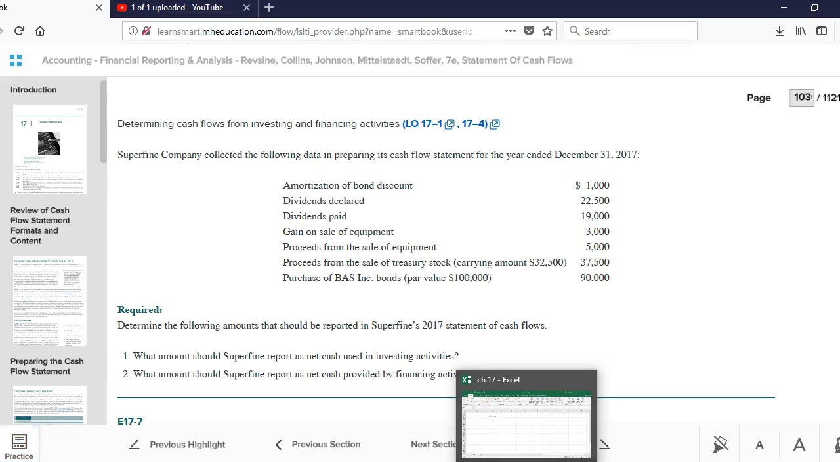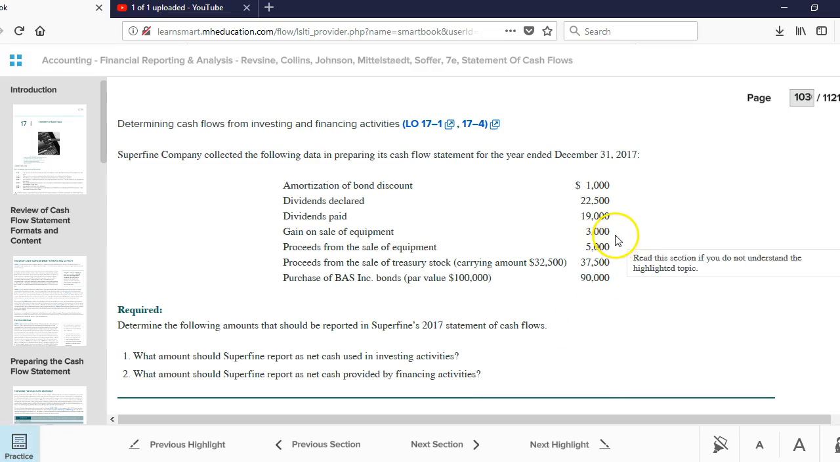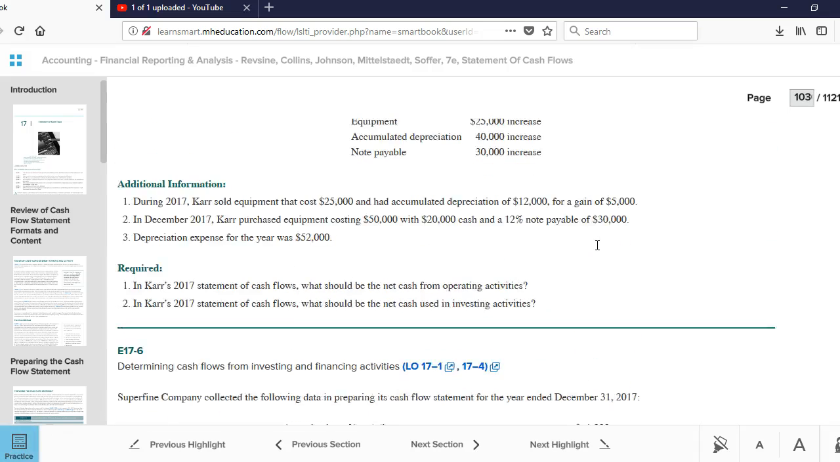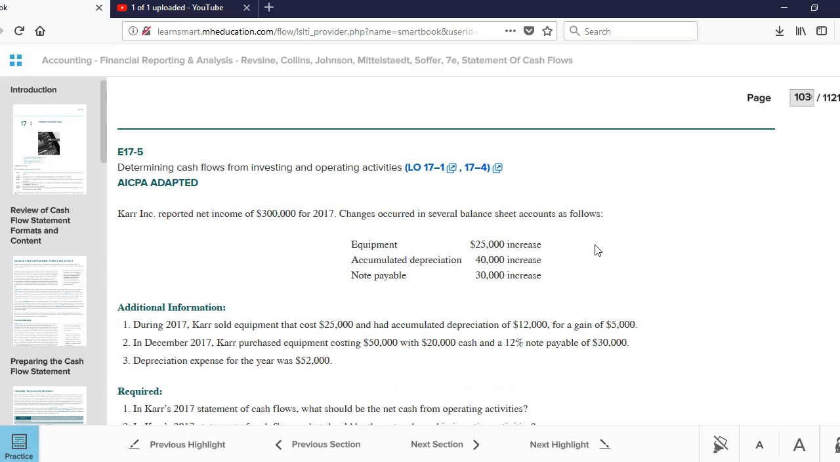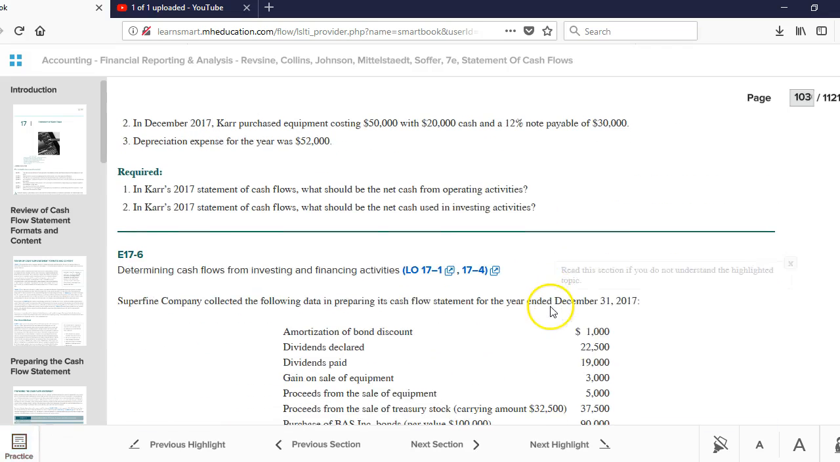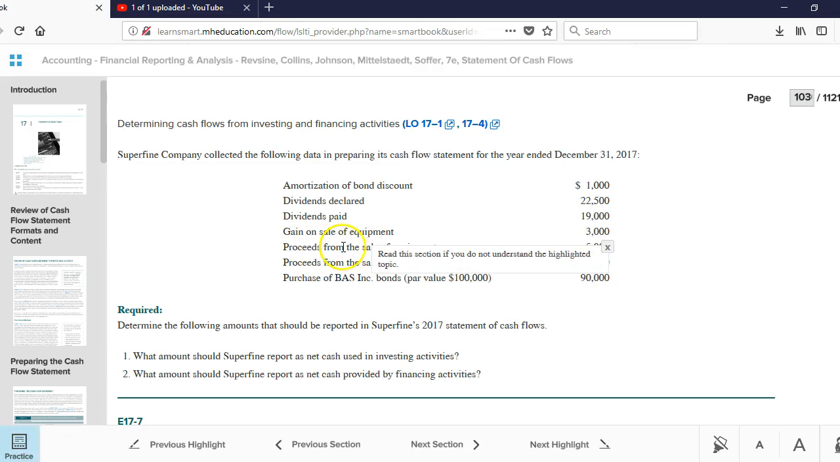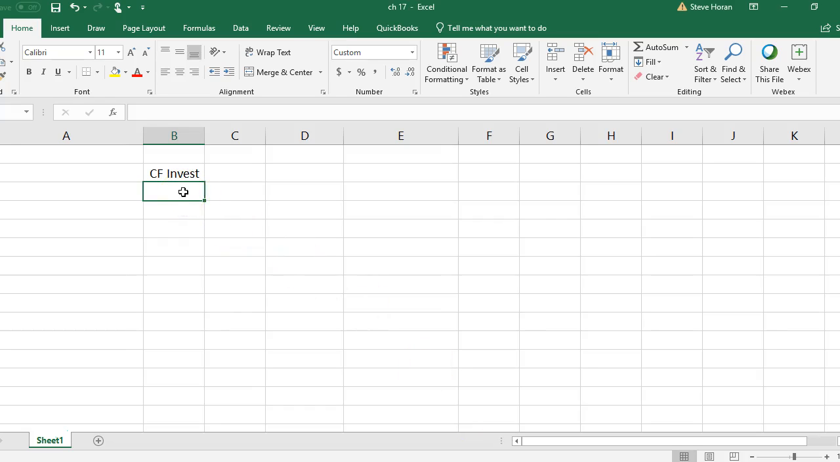And you just have to really pay attention to how they word things, because the proceeds is the cash received, right? In the previous question, they never told us the cash received. They just said cost is 25, depreciation was 12, gain of 5. They never said what the actual cash received was. Well, in this question, they do. So you really have to watch that. The proceeds from the sale was $5,000. So that was pretty easy. Sale of equipment, and it's $5,000.